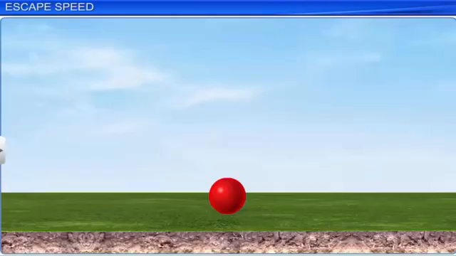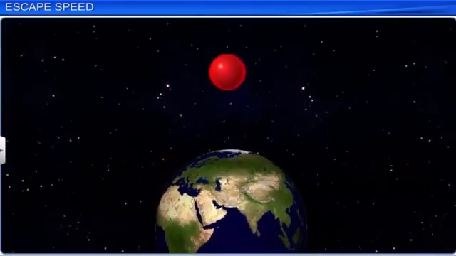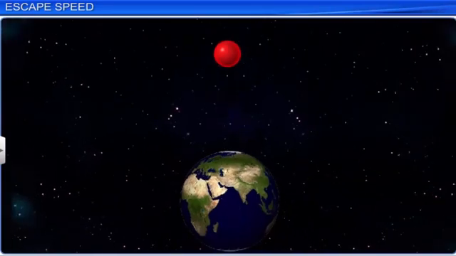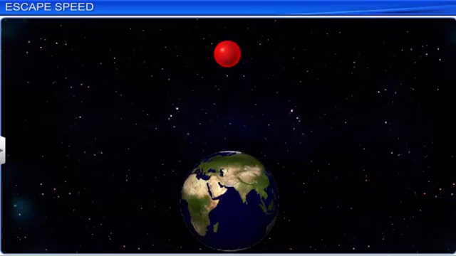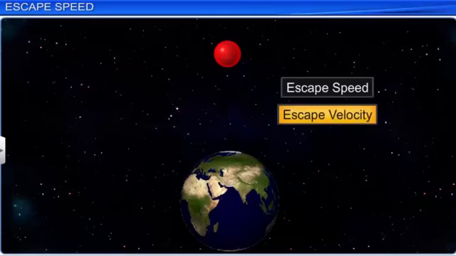Here's another way to ask the same question. Is it possible to project a body vertically upwards with a speed that allows it to escape the gravitational field of the earth? If it is possible, the speed will be the escape speed of the object. Sometimes, escape speed is also referred to as escape velocity. For the time being, assume this is possible. In this case, does the escape speed of different objects depend on their masses?